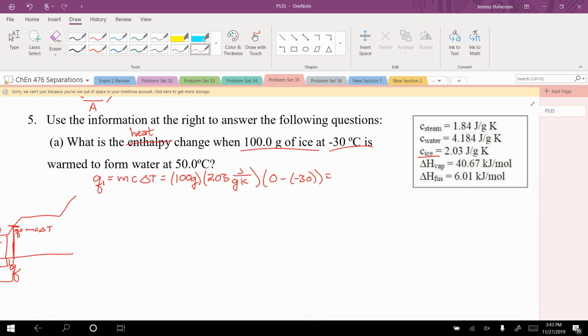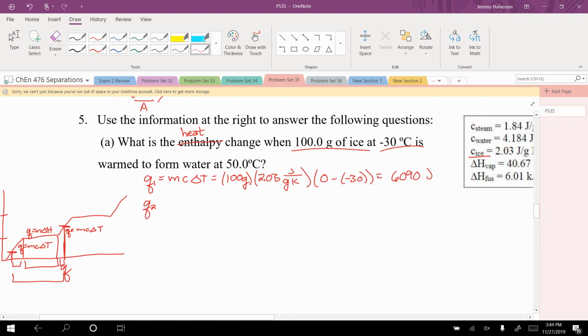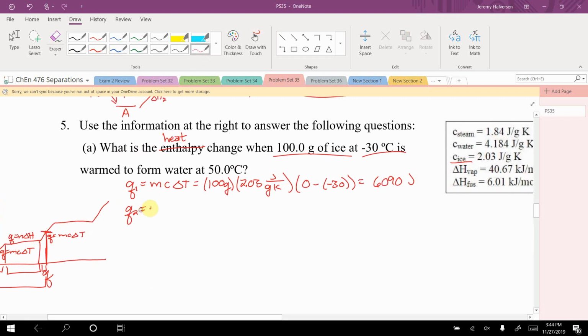2.03 times 30, 6090 joules. Okay, Q2 is going to be vaporizing this middle step, not vaporizing, melting my ice. So I'm going to use an N delta H, and this is technically delta H of fusion because I'm melting.